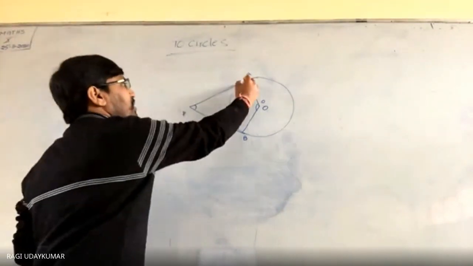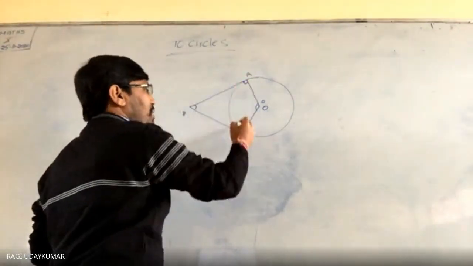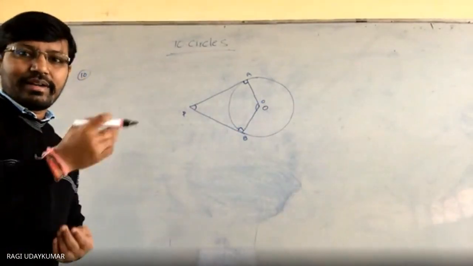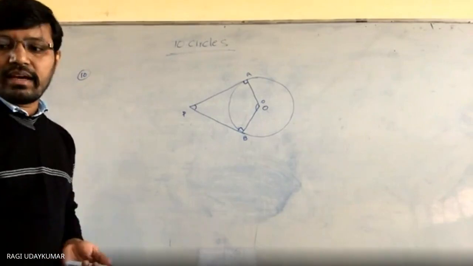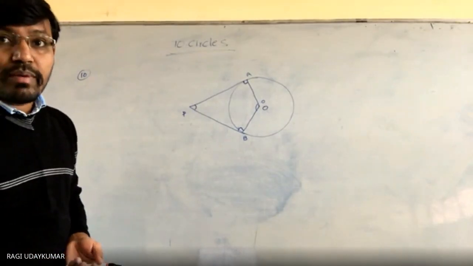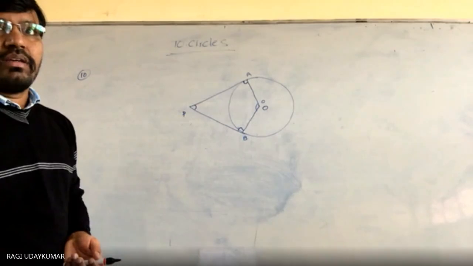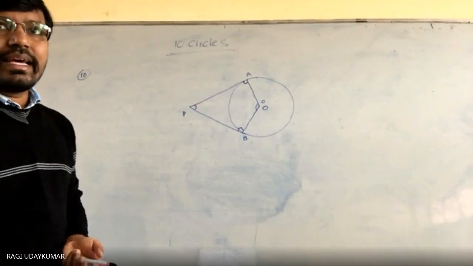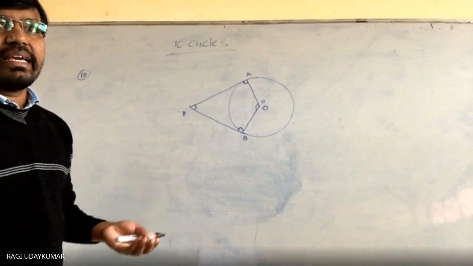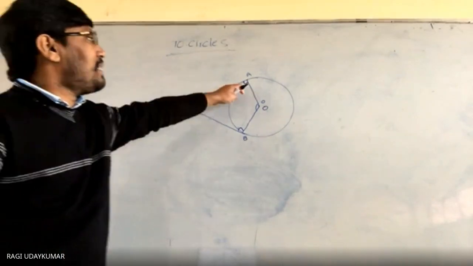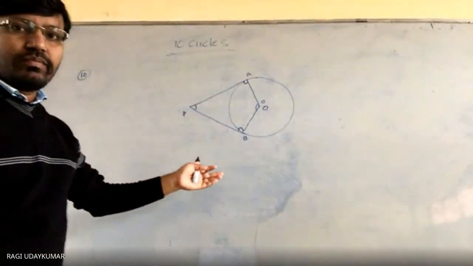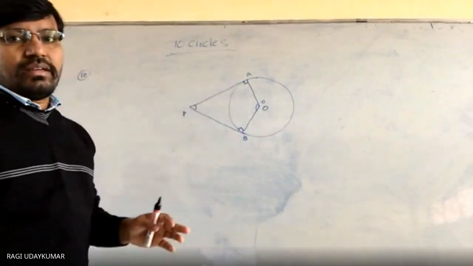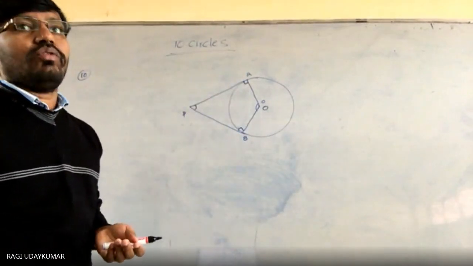We know that these two are 90 degrees. Therefore, these two sum will be equal to 180 degrees. Already we have proved that, and we have solved one problem also based on this, isn't it? So there is nothing to prove here. Very simple. Just this is 90 degrees, this is 90 degrees, we know that. And the sum of these two will be 180 because it is a quadrilateral. Based on this, one problem we have solved.